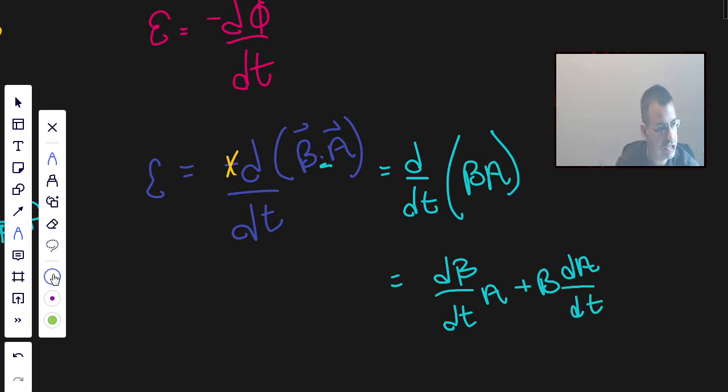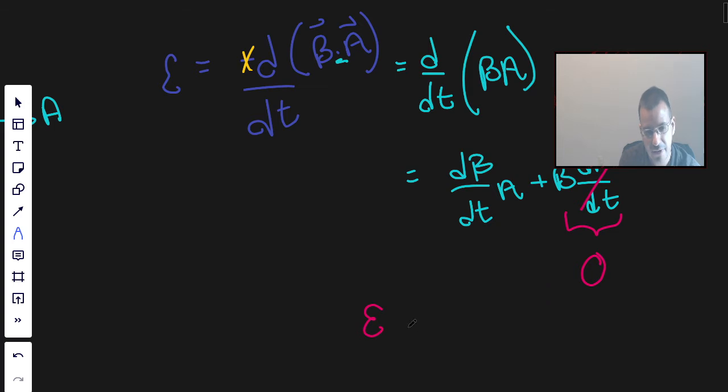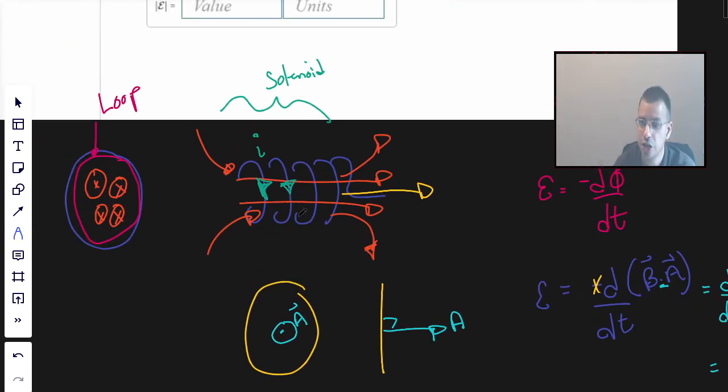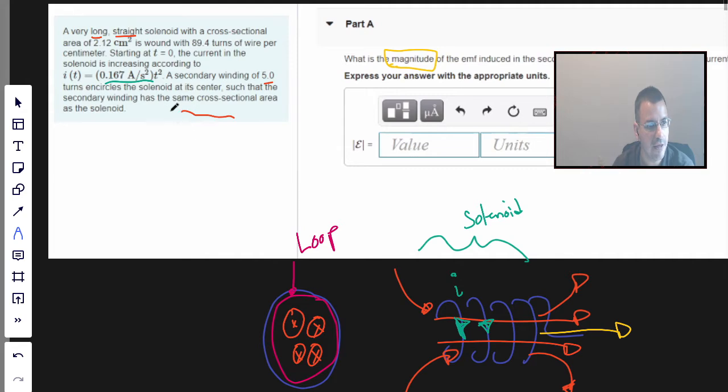So the loop and solenoid are not changing sizes, so this goes to 0, which means that this whole term right here also goes to 0. So we're just left with the EMF, electromotive force, voltage, is the change in magnetic field with respect to time times area. So what's going to happen here is this magnetic field is going to be created by the solenoid. So what we need to do is find that solenoid, and that area is then going to come from the windings, the loops on the inside.